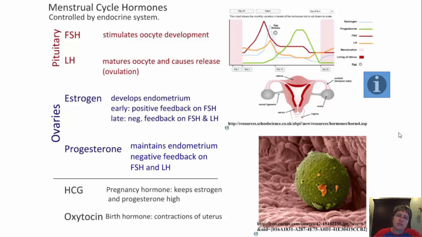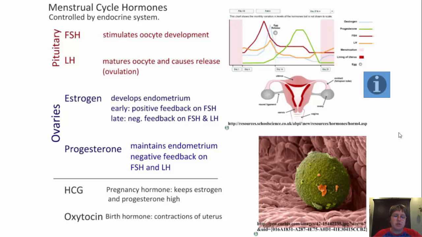The 2 that are released by the ovaries: estrogen is going to develop the endometrium, and this is the lining that is in the uterus. And this can be a positive or a negative feedback on the FSH, and we'll get into that in a few minutes as to what that means. And progesterone is going to maintain the endometrium if necessary, and that's a negative feedback. And again, we'll talk about what negative and positive feedback are.